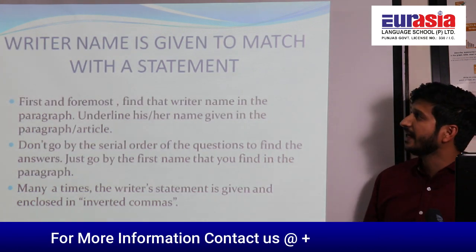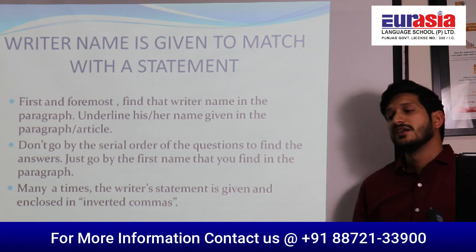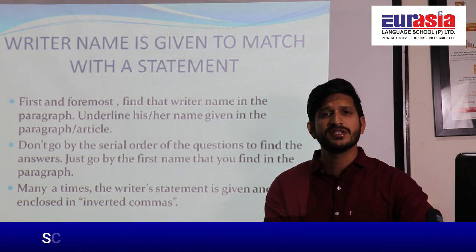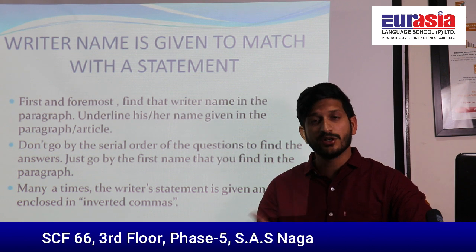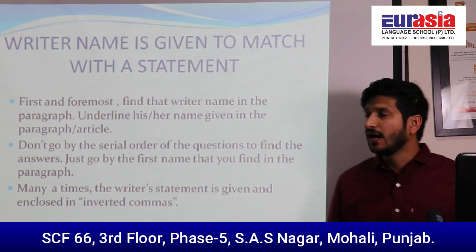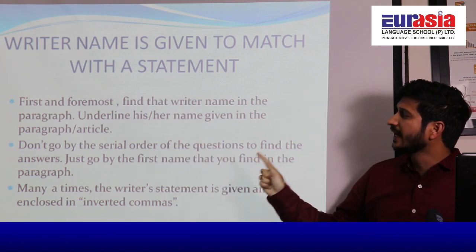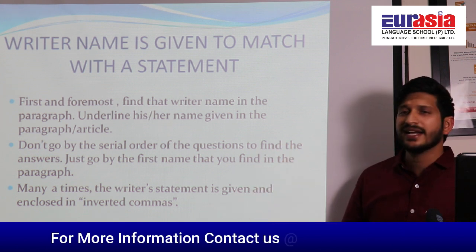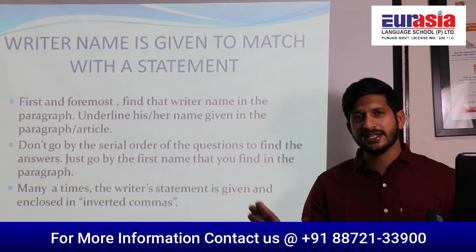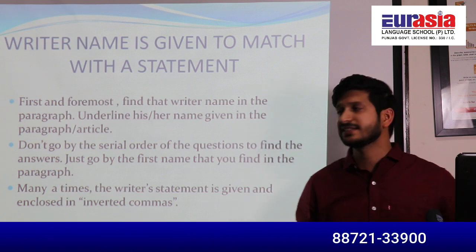Now coming to the next topic, that is writer names given to match with the statement. So many writers are there in the paragraph. Which writer has written which statement? Which writer is saying what? In order not to get confused, let's try to follow a pattern here. First and foremost, find the writer name in the paragraph. Underline his or her name given in the paragraph or article. Just read, see what the writer is, and start underlining the names. Now you know where the writer names have come at least.